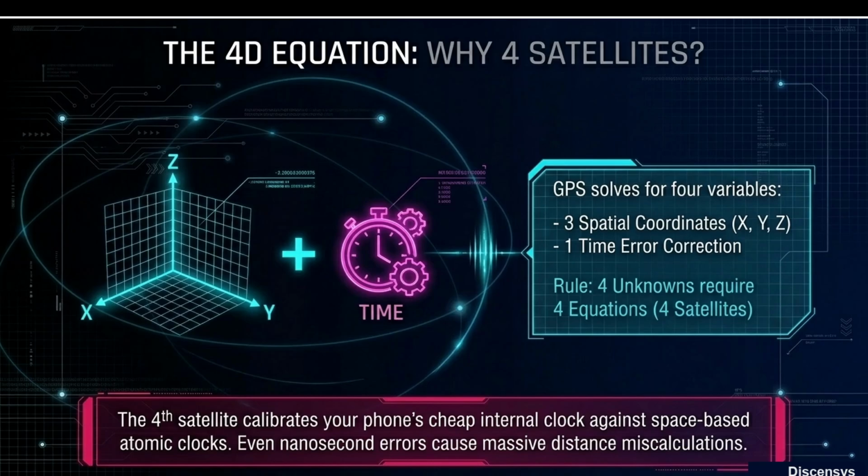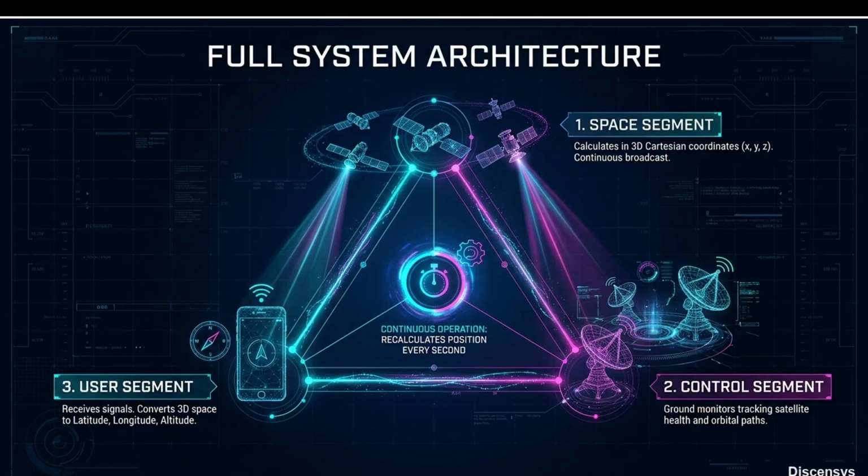This is very important because even nanosecond errors can cause massive distance miscalculations. As you have seen before, there's a lot of distance between the satellites and the surface, right? That's the reason.